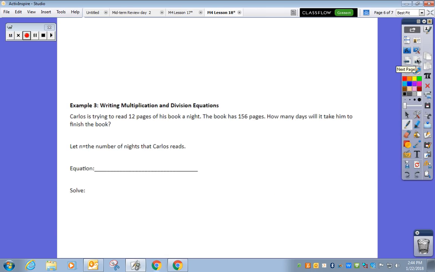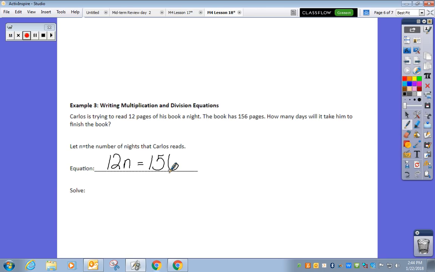Okay, so now we're going to write multiplication and division equations. So this one says Carlos is trying to read 12 pages of his book a night. The book has 156 pages. How many days will it take him to finish the book? Let n equal the number of nights that Carlos reads. So the equation here is going to be 12 pages per night. So that's saying 12 times the number of nights would be equal to the number of pages he's read, which is the 156.